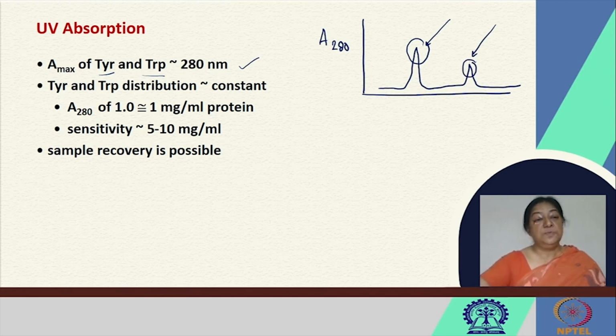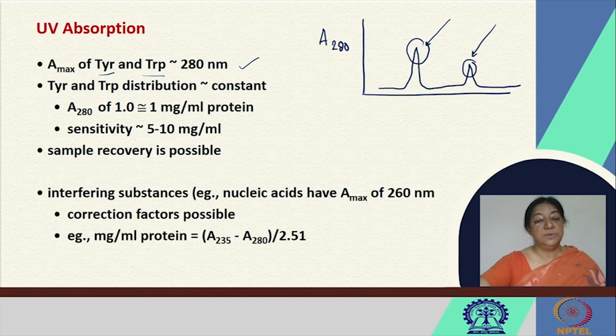With UV absorption, sample recovery is possible. We have interfering substances such as nucleic acids, but nevertheless, correction factors are possible that would give us an idea of whether we have our protein present in the specific setting.